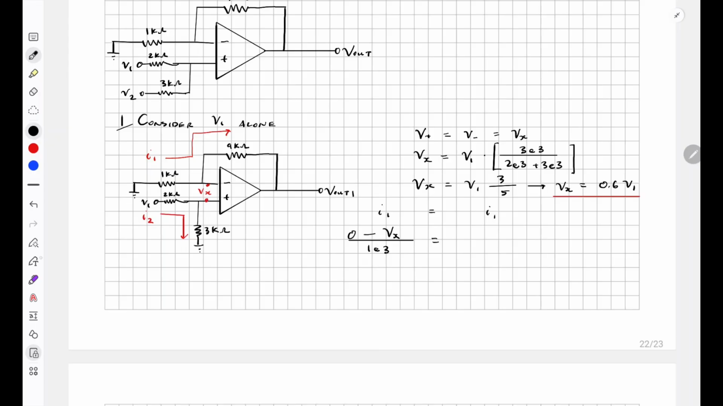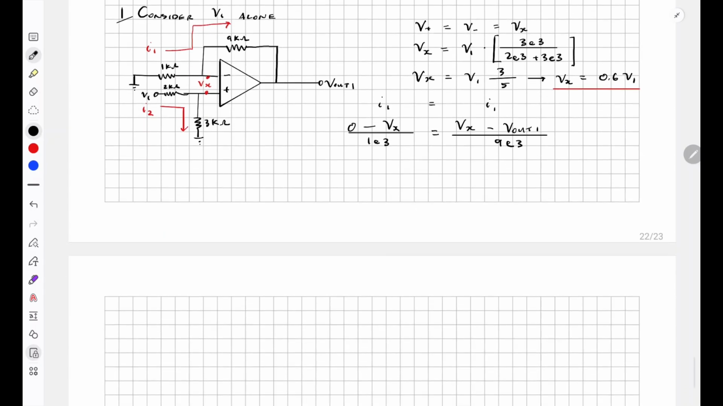And in the same way, the current through here, I1, is equal to this voltage minus this voltage divided by this resistor. So then it's also equal to Vx minus Vout1 divided by 9 kilo ohms.